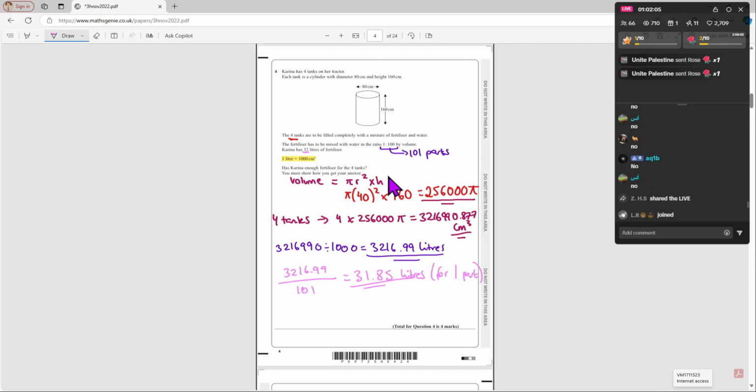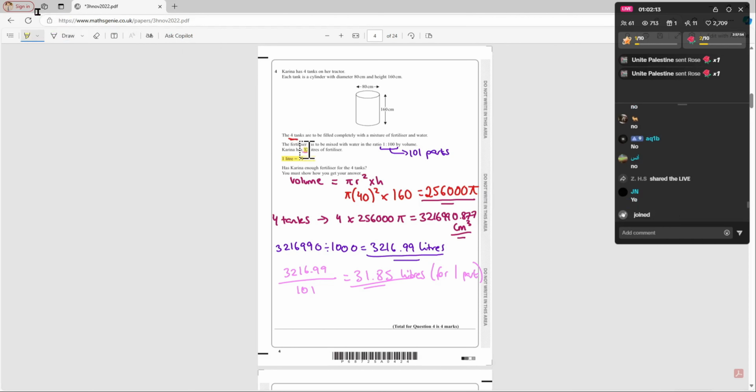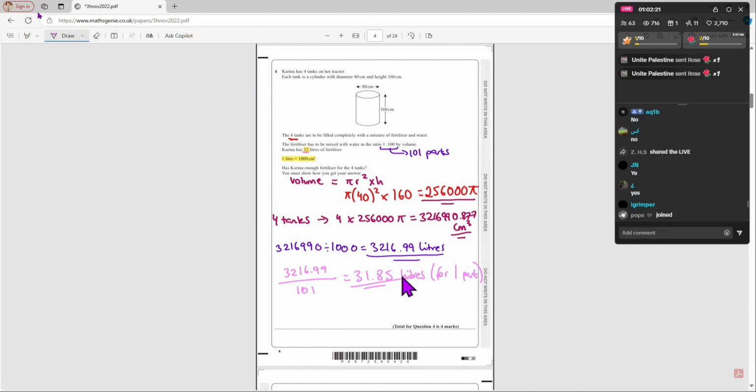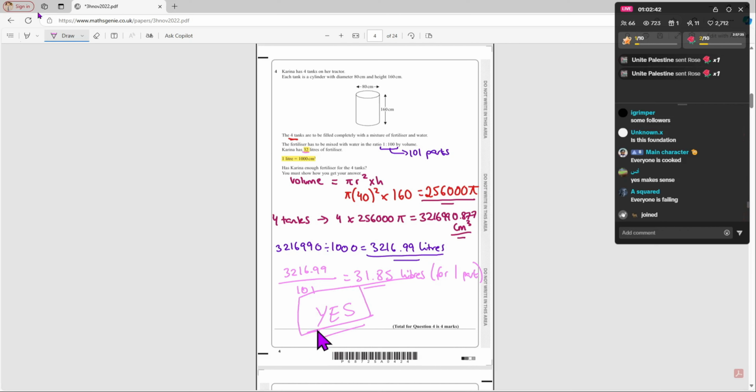Are you sure? Are you sure it's no? It's actually yes. She has enough. It's because she has 32 liters of fertilizer, but she actually needs 31.85 liters. It is yes. She has more than she needs. She has 0.15 more than she needs, okay? So the answer is yes.